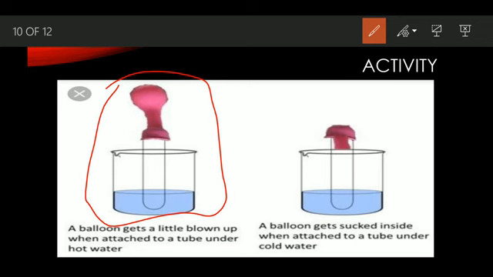See, science activities are very interesting. You can do them at your home anytime. Okay, so let's perform the second activity, that air expands on heating. What you have to do?